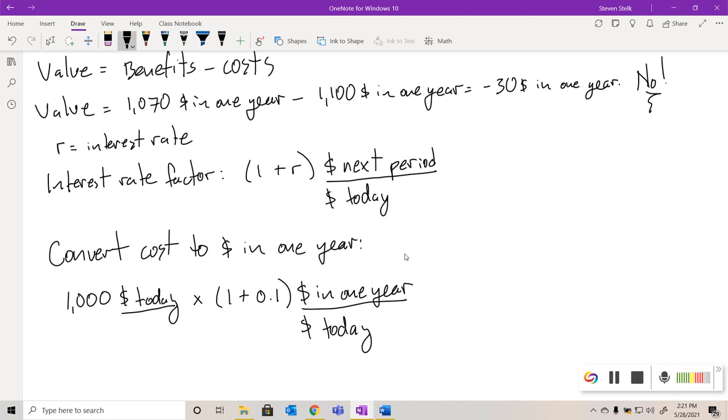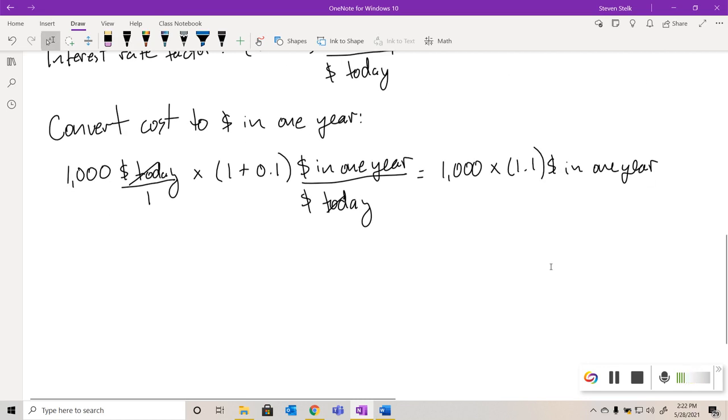All right, just like we did in example 3.1, these units of dollars today, I'm going to write over 1 just to express it as a ratio, and we haven't changed the value of this. Anything over 1 is just itself. But what we can see now is we have dollars today in the numerator here on the 1,000, and we have dollars today in the denominator on our interest rate factor. And so when we multiply those things, they cancel out. And what we're left with is 1,000 times 1.1 dollars in 1 year. Right? Those are our only units left. And 1,000 times 1.1 turns out to be 1,100. And that's dollars in 1 year.